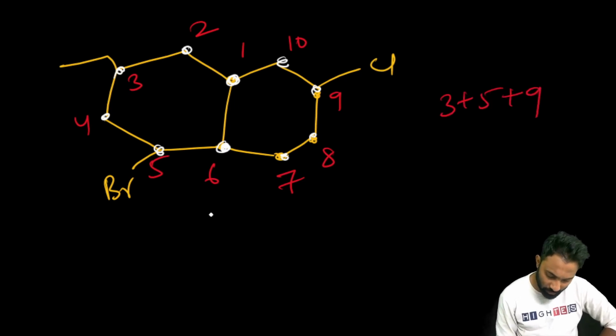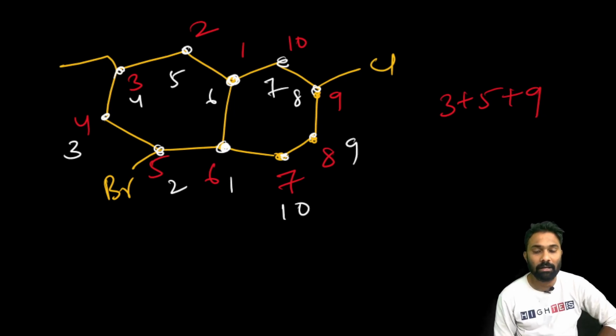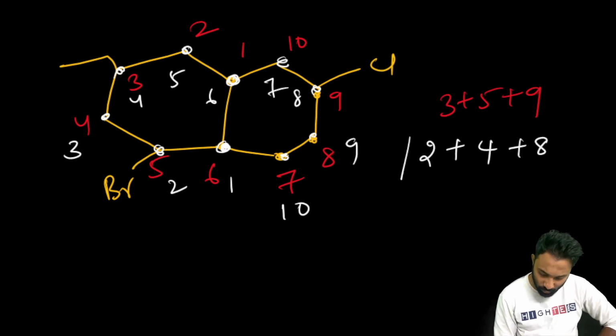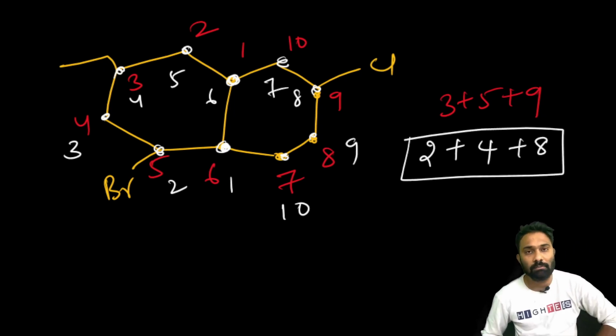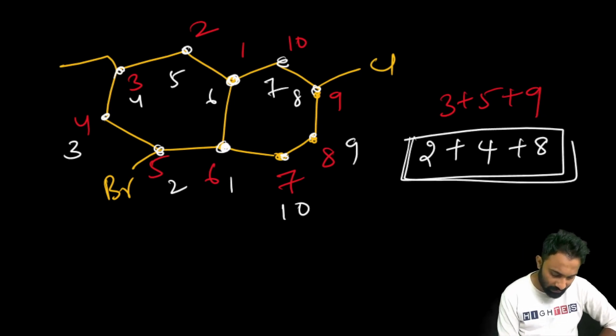Then if I go from this bridged carbon 1, 2, 3, 4, 5, 6, 7, 8, 9 and 10, now in the white numbering, the substituents are getting 2, 4 and 8. 2, 4, 8 is giving the locant sum rule, right? It is giving the lowest numbering to the substituents. Now this is the correct numbering. Whatever numbering we have chosen in the red is wrong.